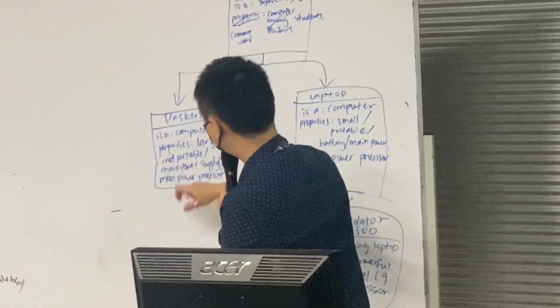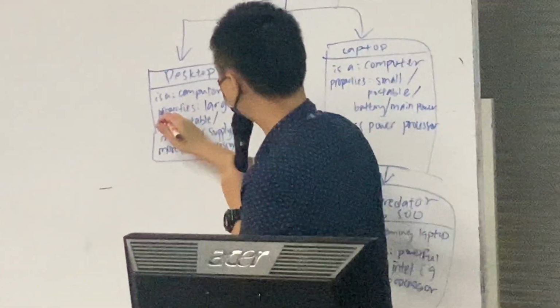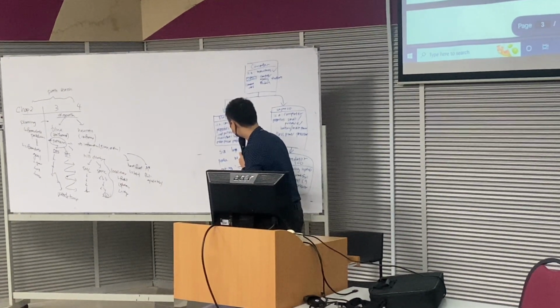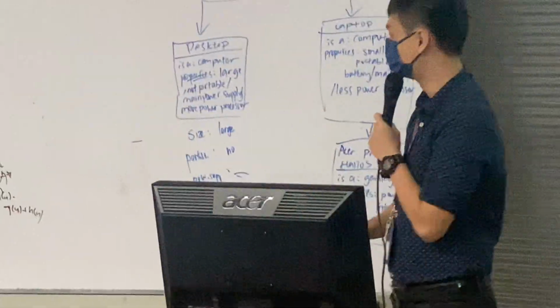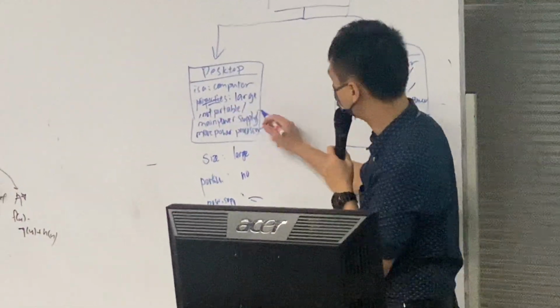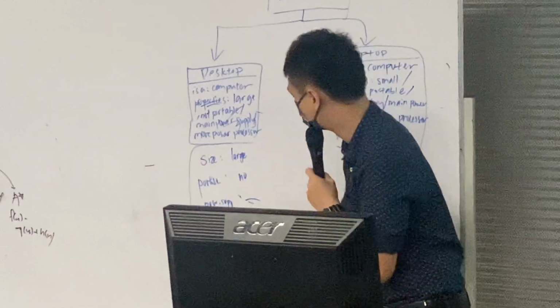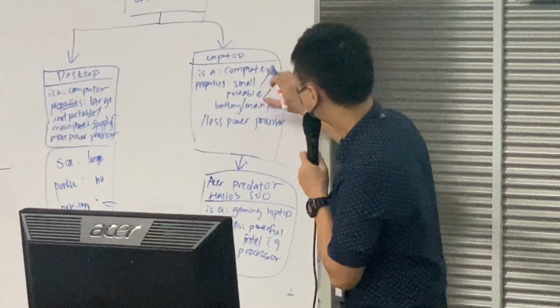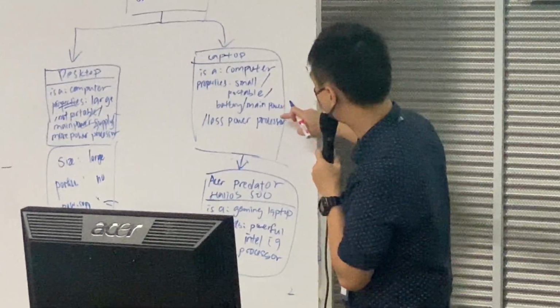Instead of putting all the properties together, you give each a name. Maybe size: large. Portability: no. Power supply. Then you have to give the processor, something like this. So it will be easy to read, rather than just putting properties, everything here. So in this case, laptop. The same goes for this one: size, portability, power supply, processor.